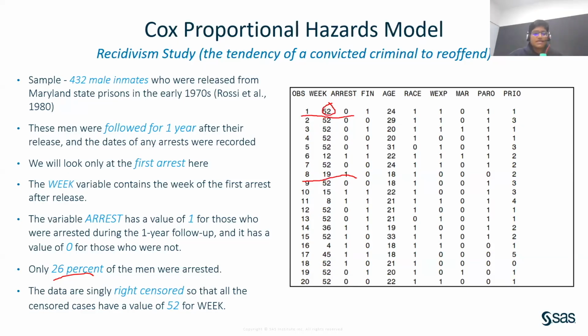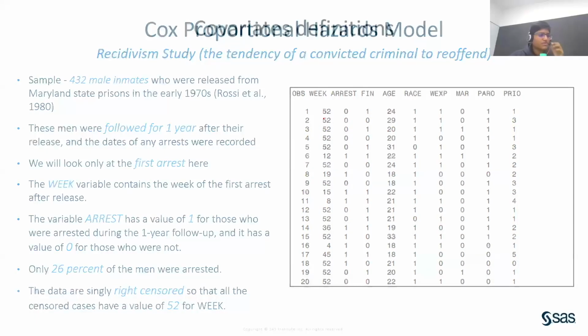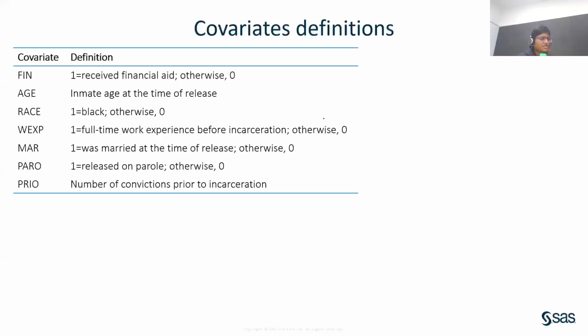Okay. So the next thing that we would want to do is try to understand our covariates in the data. There are multiple different input variables that we can look at. So you have the financial aid, whether they have access to financial aid or not in that 1 year when they were released. Then you would want to look at the age at the time of release. You would want to look at the race again. Certain demographic factors, just race, would be very important in trying to understand the cultural habits. Then you've got the work experience, the marital status, whether they were released on parole or not, and the number of prior convictions as well.